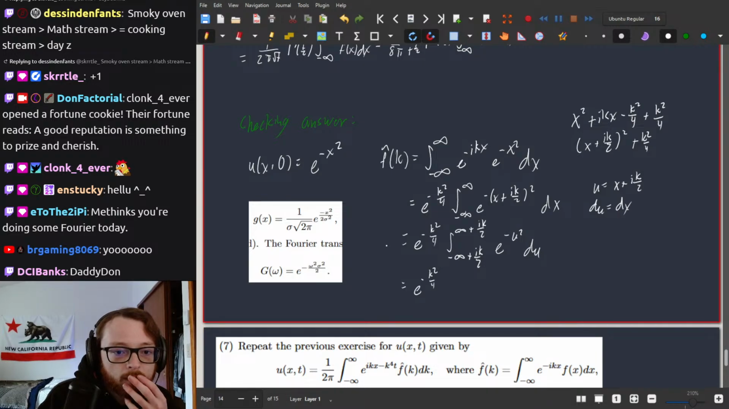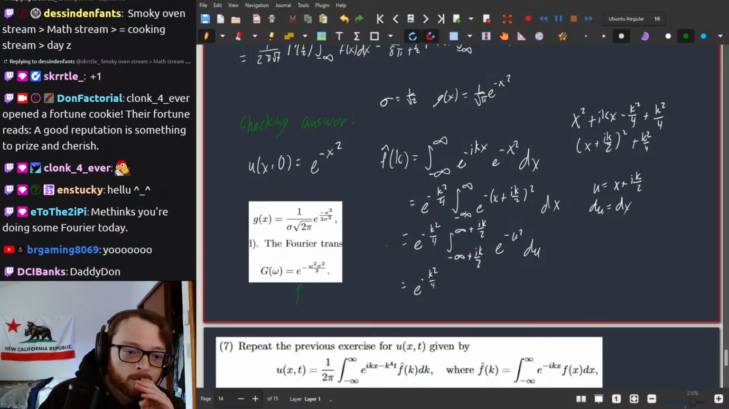So if sigma is equal to 1 over root 2, just trying to force the exponent to match, g of x is equal to 1 over root pi e to the minus x squared. And so I think I'm just going to get root pi times this. I kind of just want to send it.